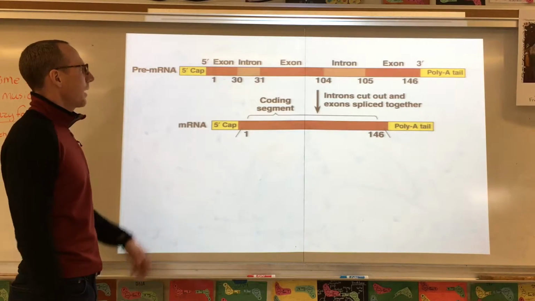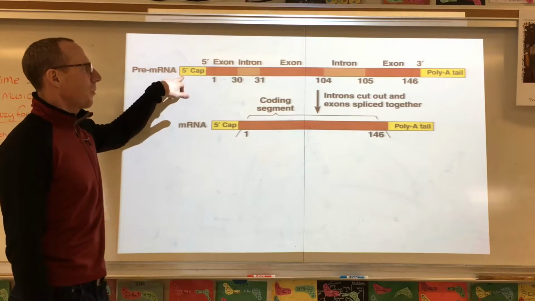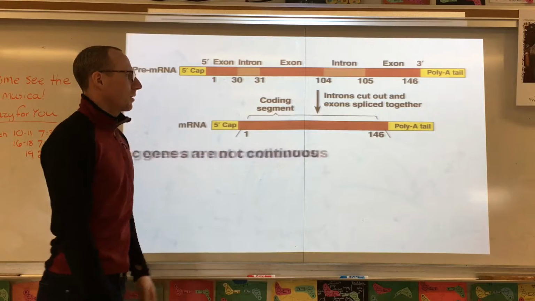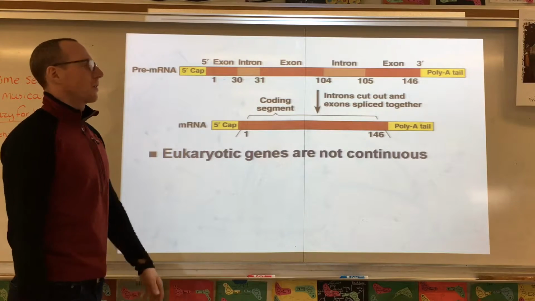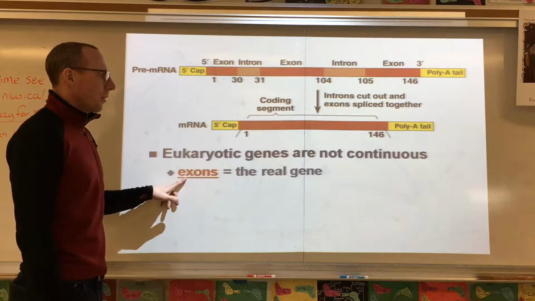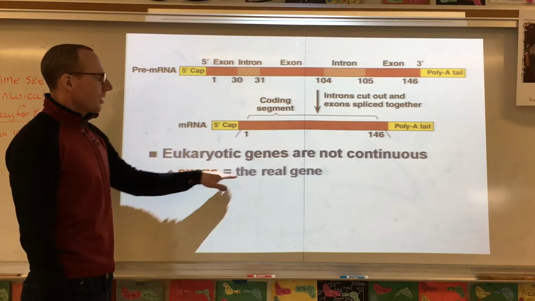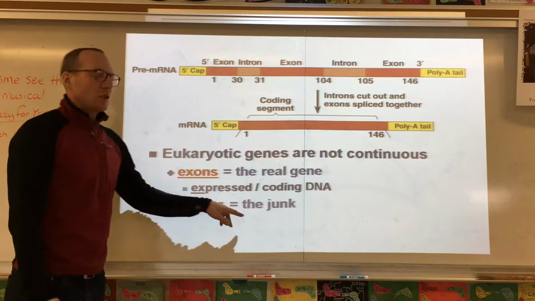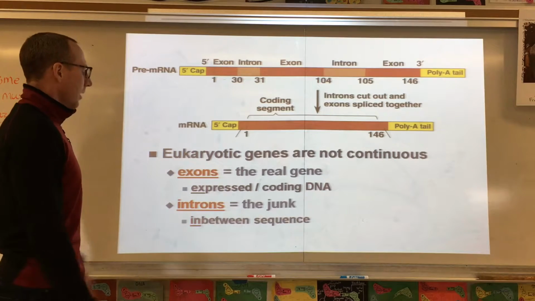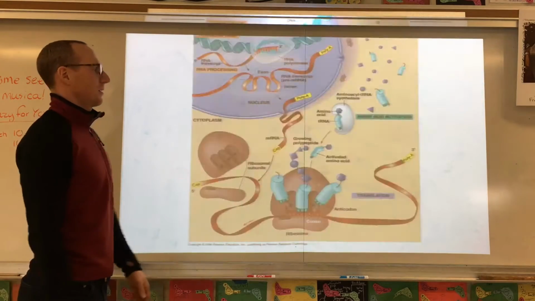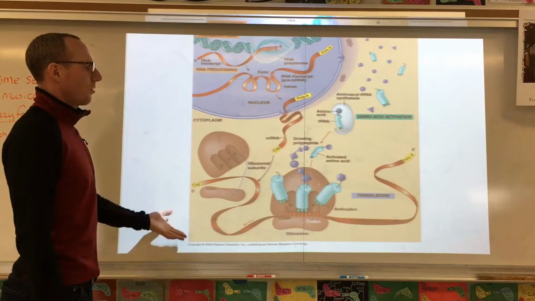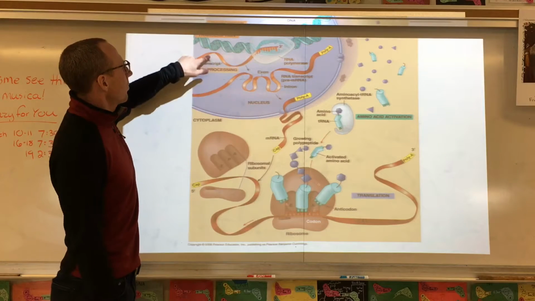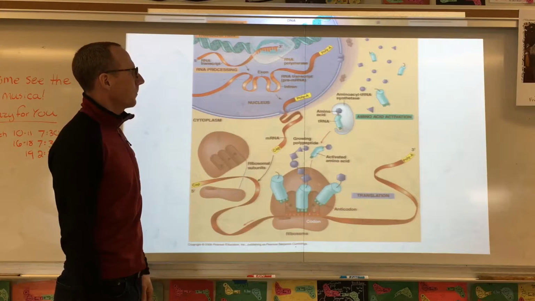A couple things we need to happen. During processing, we need to add a 5' cap to it. We also need to cut out the introns. Those are uncoded junk regions, okay? So in eukaryotic genomes, we have exons, that's the real gene, it gets expressed. And introns, that's the junk that we don't really care about, and that's the in-between sequences, okay? This is the overall look of it. And here we have RNA polymerase going through with the RNA transcript, okay?